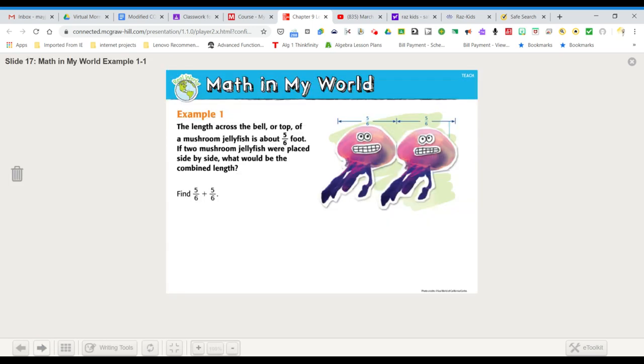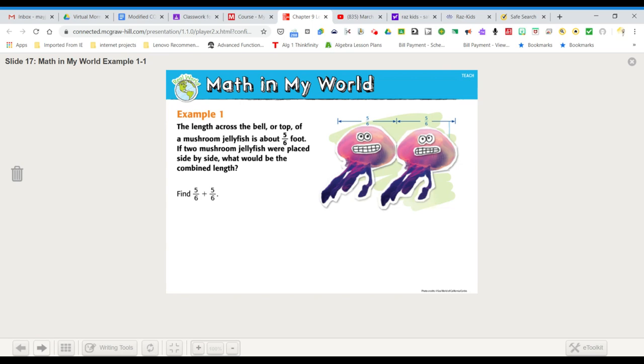Math in my world. Those are some really ugly octopuses, but here we go. The length across the bell or top of a mushroom jellyfish is about 5/6 of a foot. If 2 mushroom jellyfish were placed side by side, what would be the combined length? In other words, you're finding 5/6 plus 5/6. I do enjoy the picture of the face.